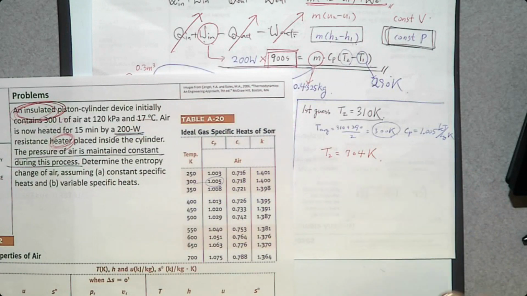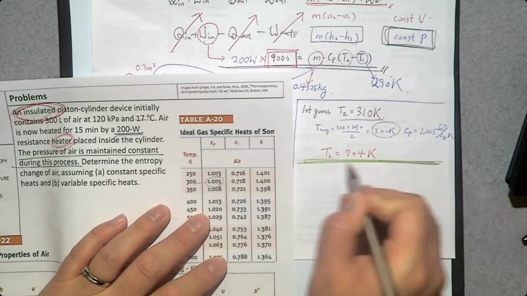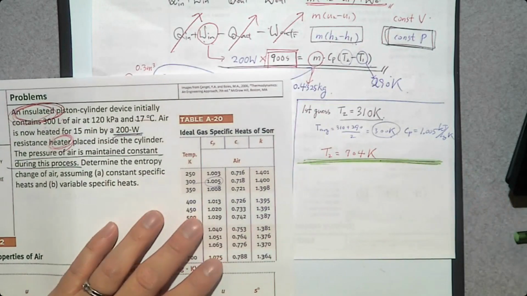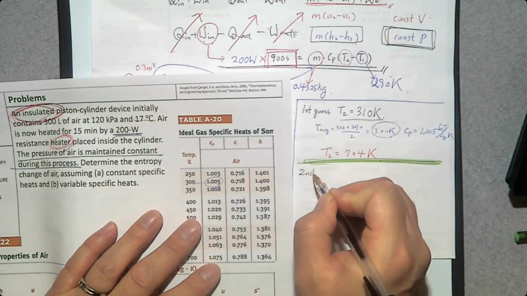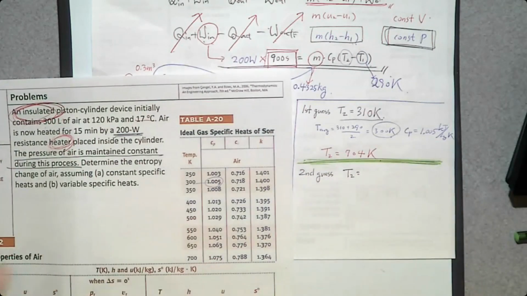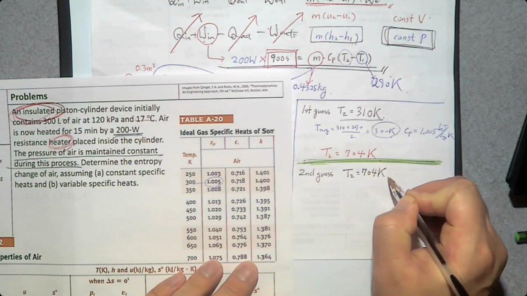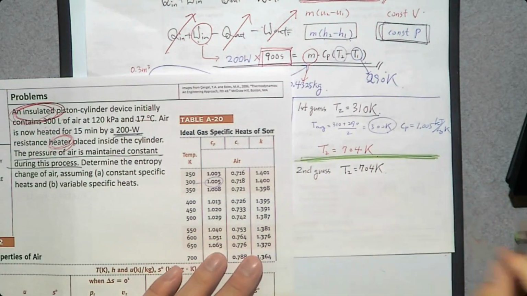Then what do you want to do? You're going to do it again. Okay, I made a mistake. That's no problem. We can just do it again. Second guess. This time, pick another random number? No, this time we are going to use the answer from the first iteration. 704 is going to be our second guess. 704 Kelvin. And then we do it again.